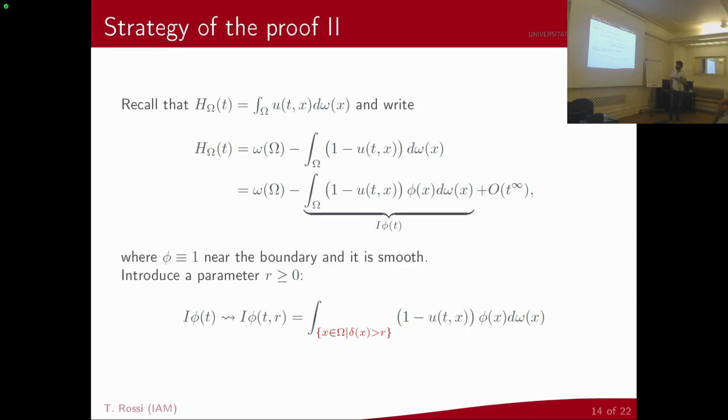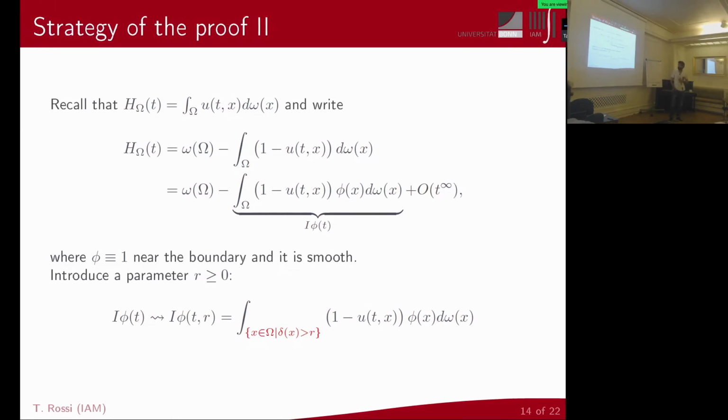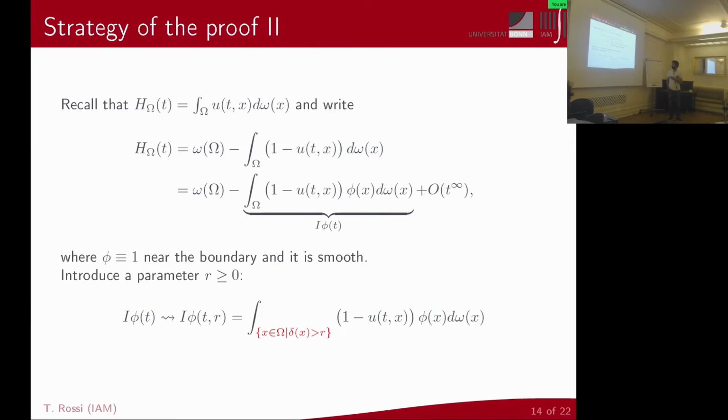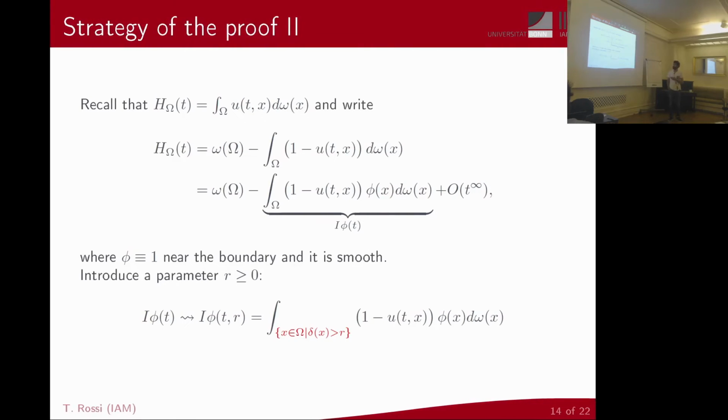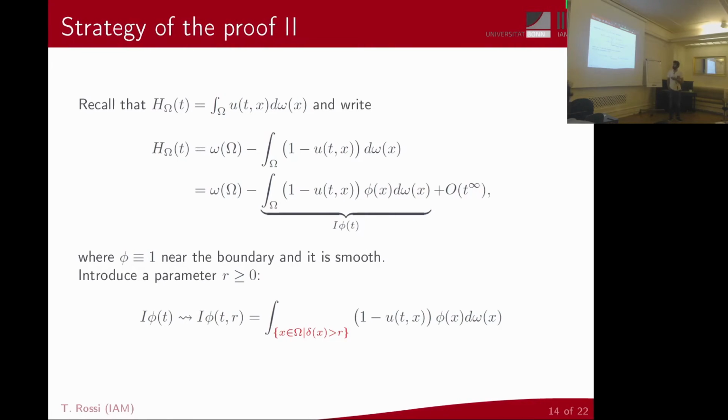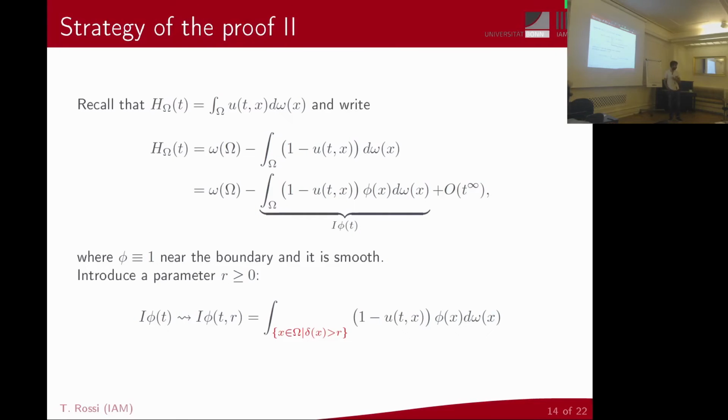And the error, and we end up with this quantity I_φ(t), which is actually equal to the sub-Riemannian relative content up to this zero-order term and this error, which is exponentially small, and so it is negligible at the level of asymptotics. So now we are interested in computing the asymptotics of this quantity, I_φ(t).